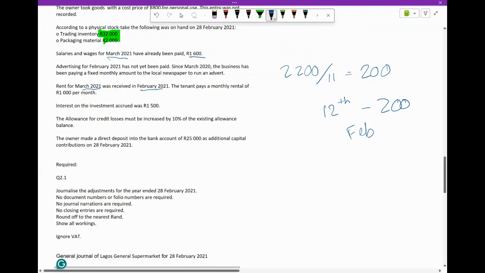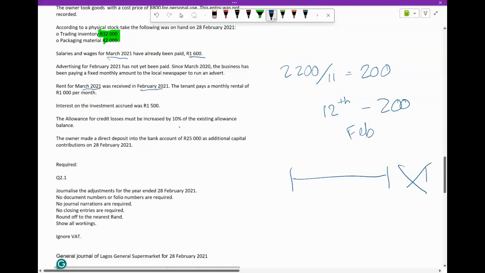It's not. You're on it. It's not within our financial year. Okay, it's outside. March is outside. So we don't want that. We want to only reflect the income pertaining to our financial year.